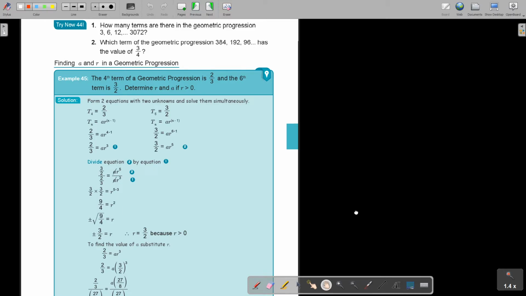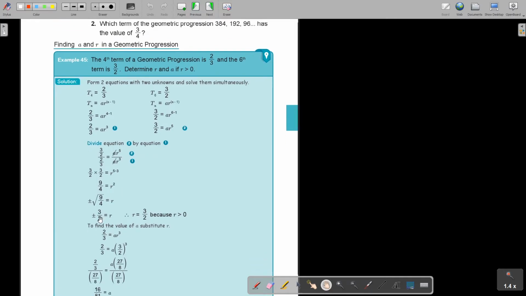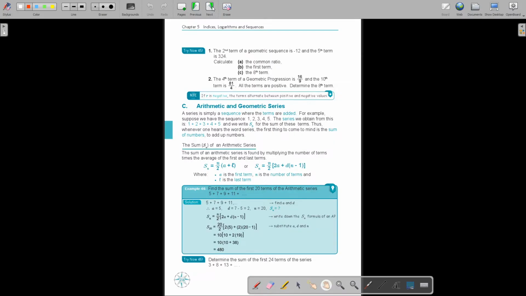And then, basically, I think they told you the value of R is just bigger than 0, so I just go for the positive option, and I just get the value of A. Okay, just check it there. Okay, and then, I didn't go too deep into this.